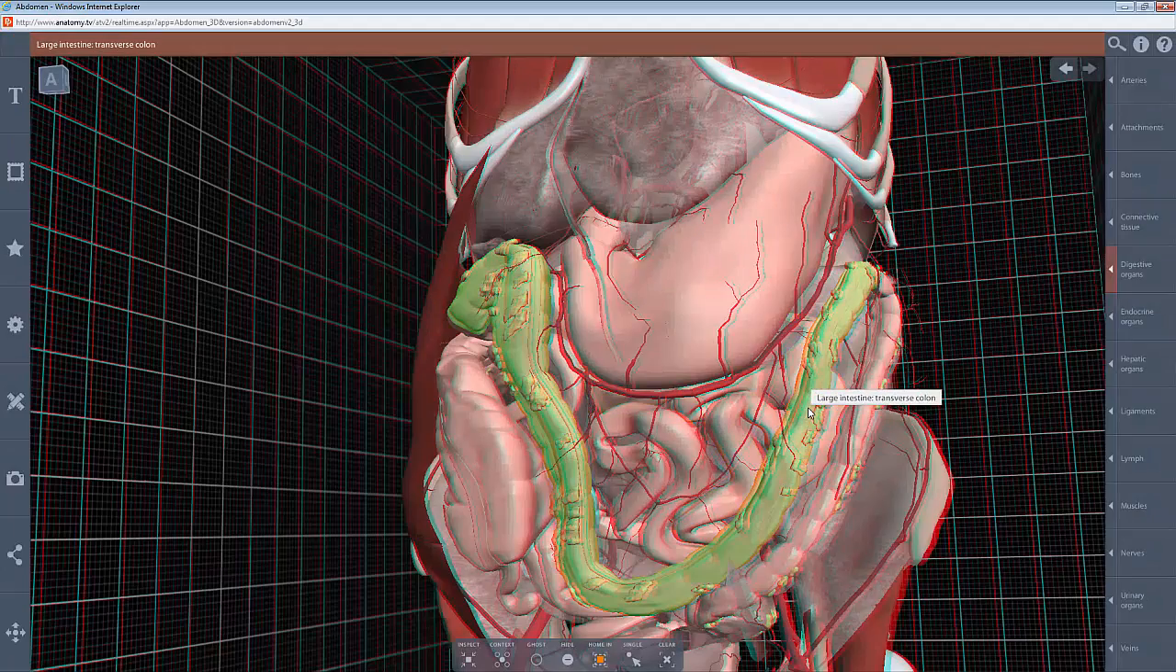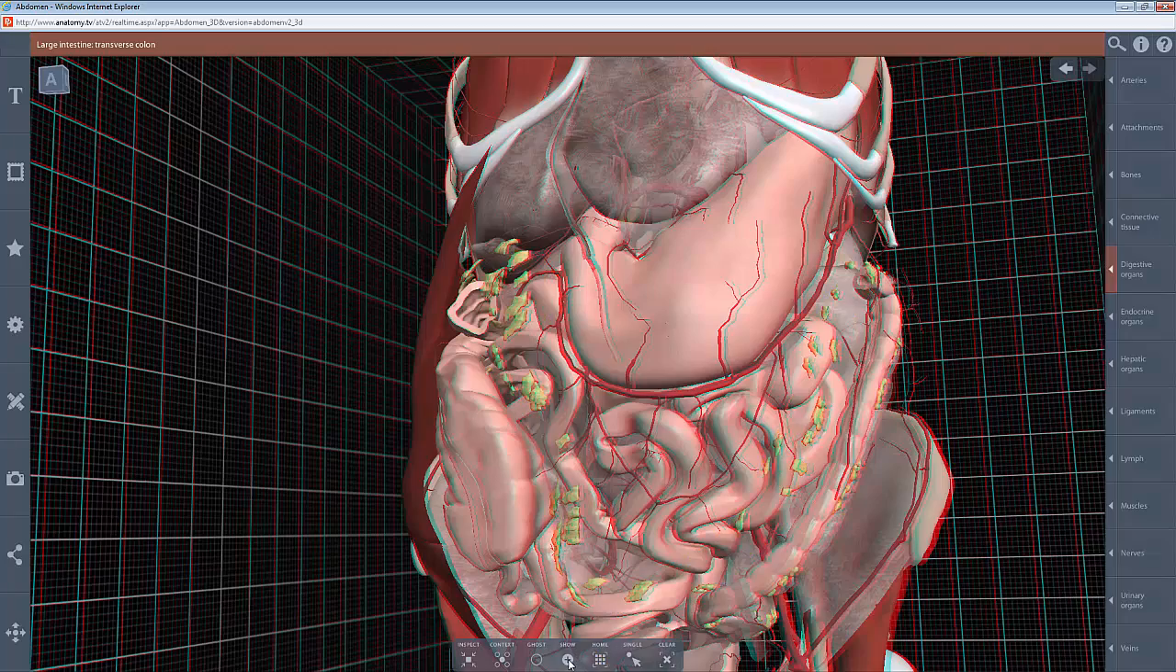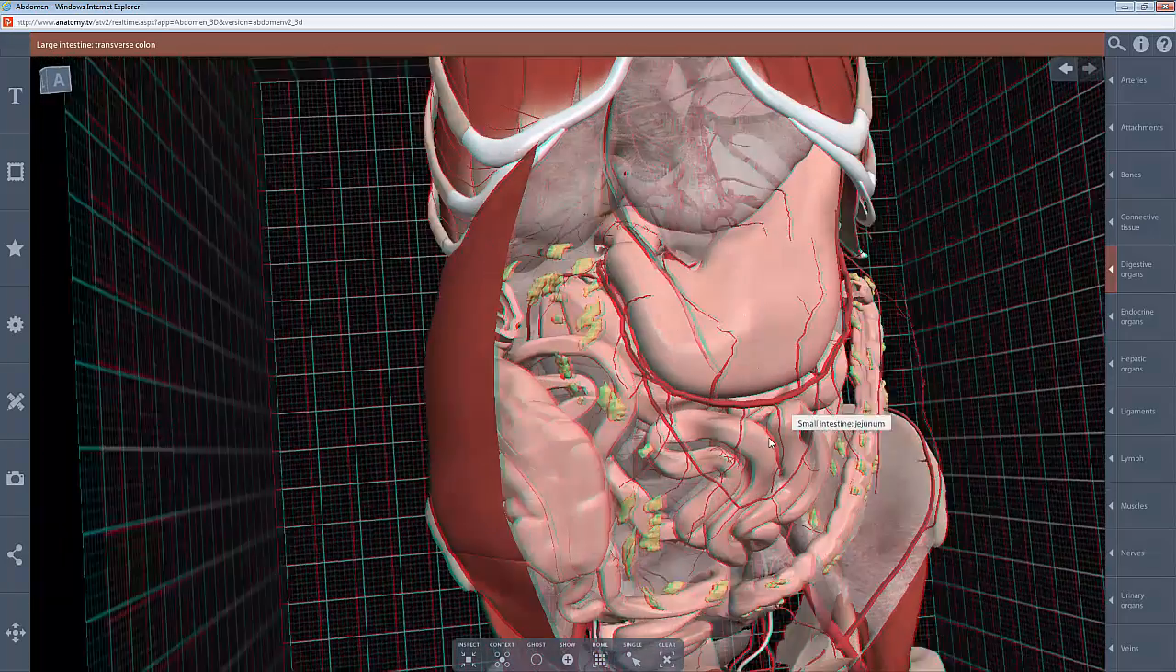Now let's hide some of the transverse mesocolon. And now we can have a look right into here.